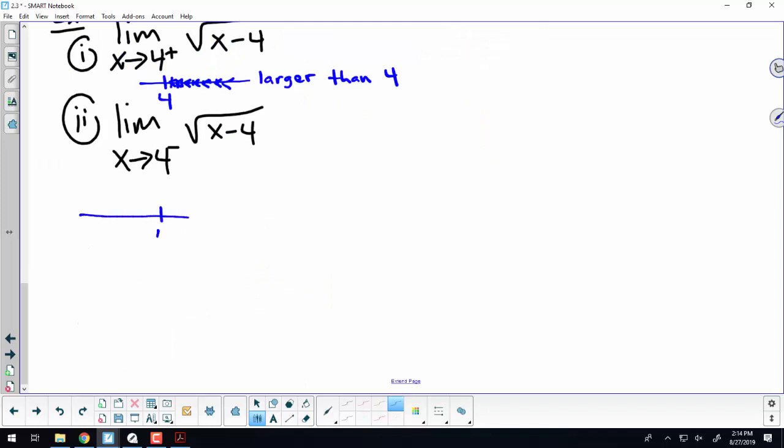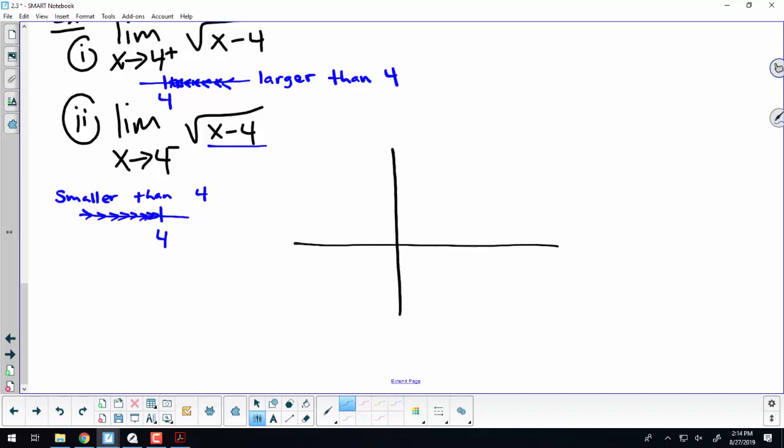However, if I'm approaching 4 from the left, then I'm plugging in values that are slightly smaller than 4. So values smaller than 4, when subtracted from 4, give you a negative number. And you could see that numerically, even if you didn't remember what the graph of the square root of x minus 4 looks like.